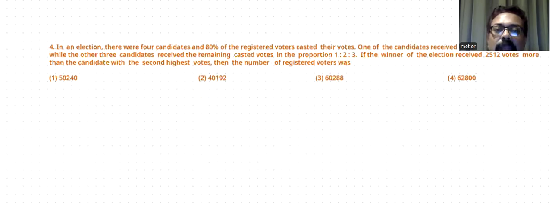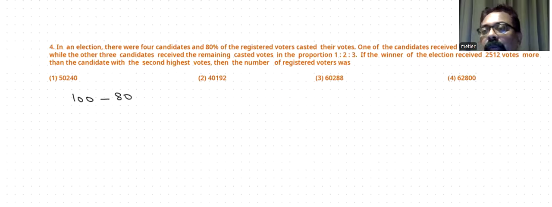Again, first data is percentage, second data is percentage, third data is ratio. At the end, there is some actual data, and again the question is asked with actual data. So from start to end, we have all comparative data, but at the end, we have one actual data. So we can go with assumption easily. First data percentage, so let's go with total votes 100. 80% of the registered voters cast their votes, so 80 votes cast. 30% of the cast votes went to one candidate.